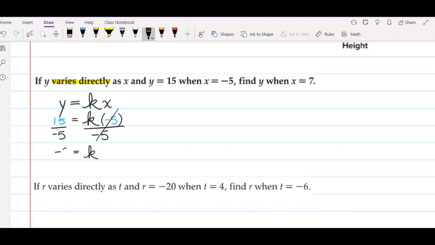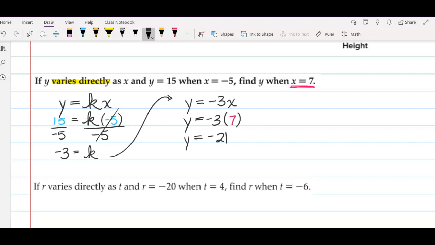K is negative 3. Well, what does that mean? Remember, we want a specific equation for this problem. What we started with here, y equals kx, is too general. Y equals negative 3x is a very specific line that has a slope of negative 3. Now, I can find y when x equals 7. So I'm going to put a 7 in for x, and I'm going to solve for y. So y equals, excuse me, negative 21, when x equals 7.